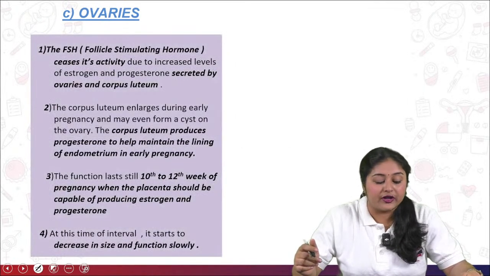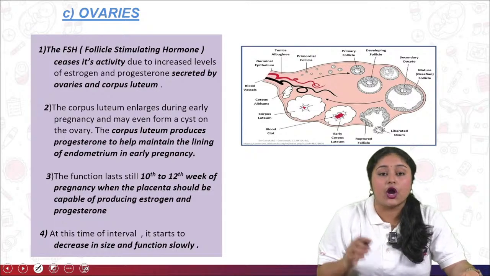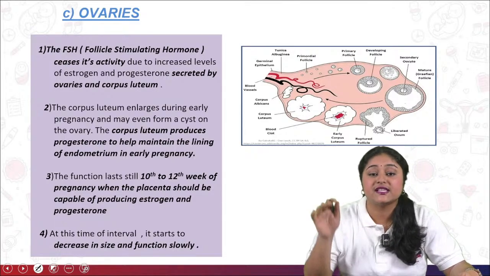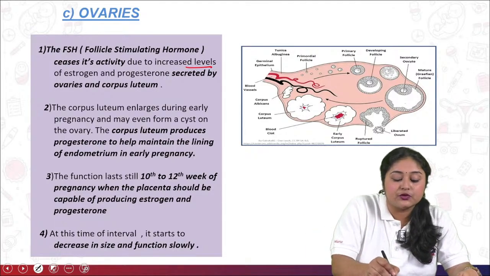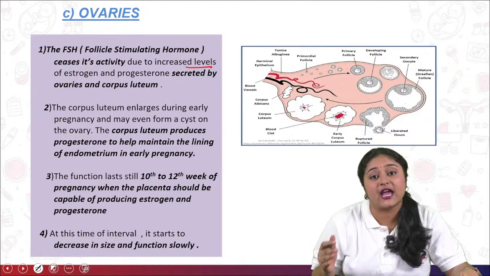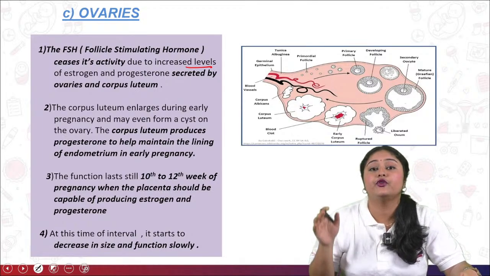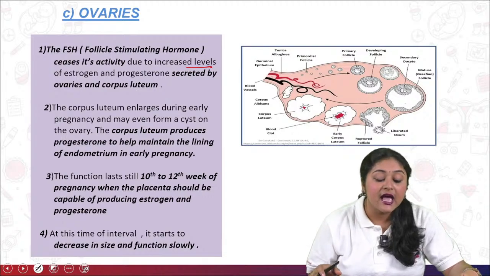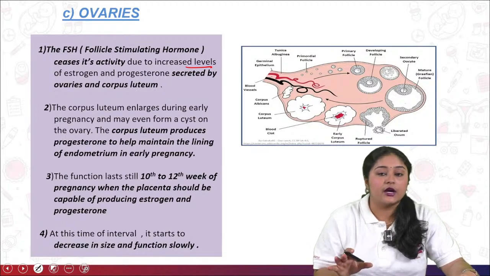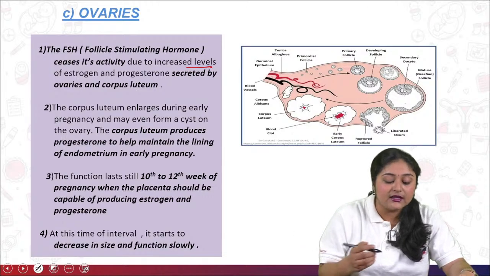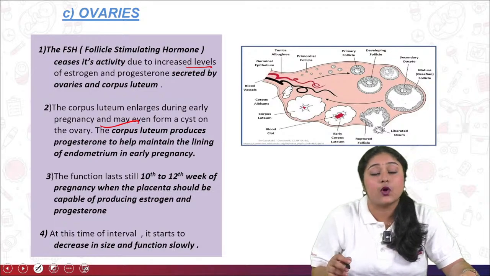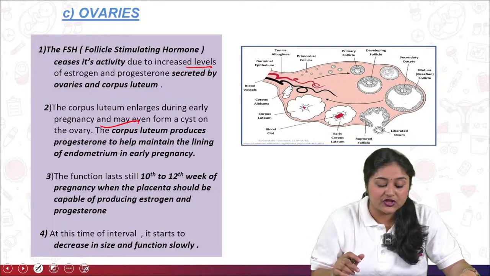Now let's come to the ovary. What is happening? FSH, or follicle stimulating hormone, ceases its activity due to the increased level of estrogen and progesterone in the circulatory system, which are secreted by the ovaries and corpus luteum. This corpus luteum also enlarges during early pregnancy, and it forms a cyst-type structure on the ovary.